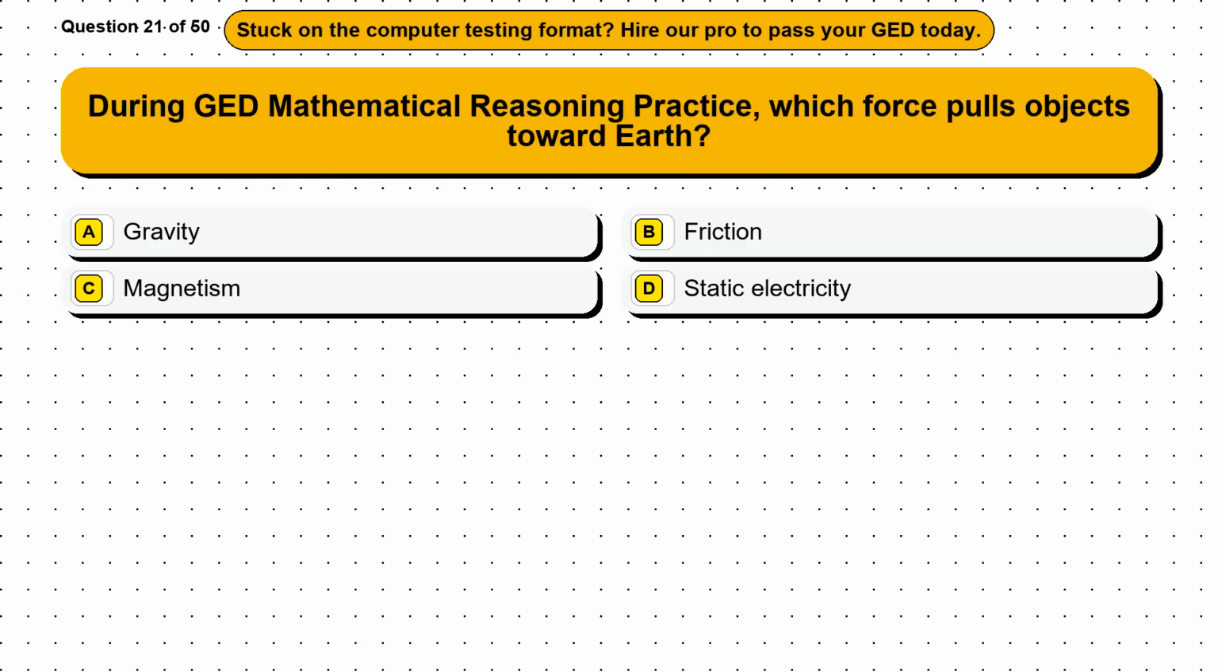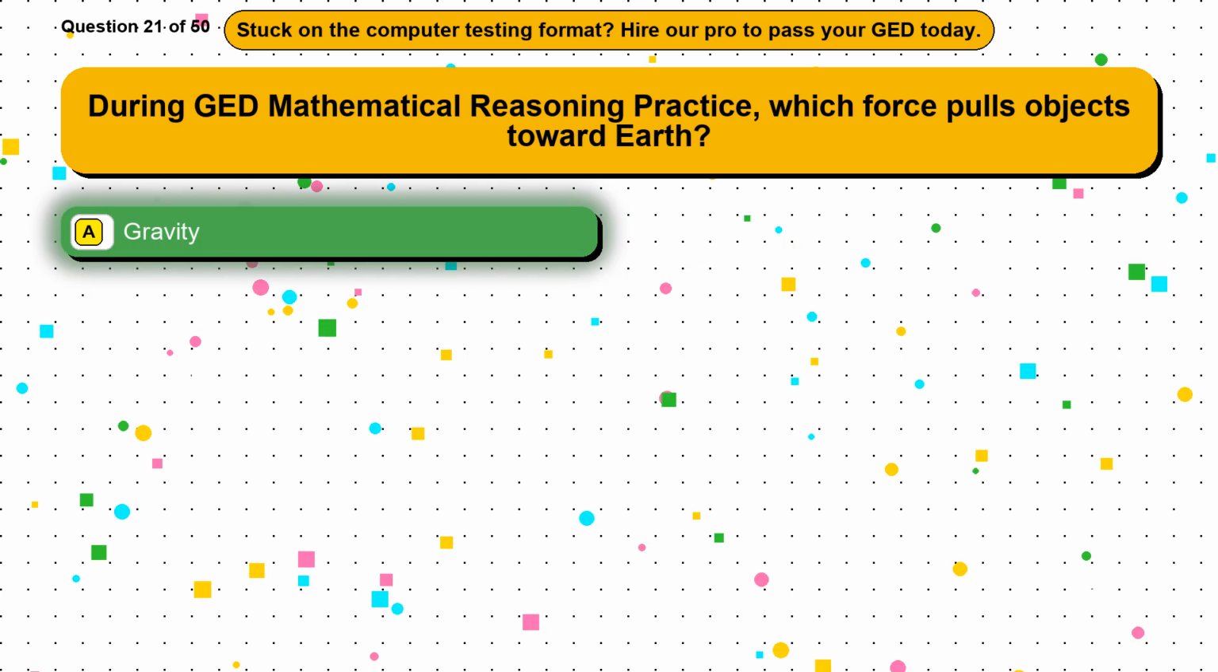Question 21. During GED mathematical reasoning practice, which force pulls objects toward Earth? Option A gravity. Option B friction. Option C magnetism. Option D static electricity. The correct answer is option A, gravity.